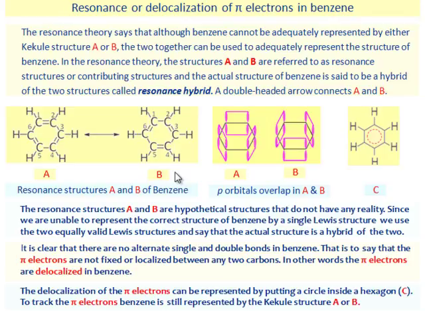It is clear that there are no alternate single and double bonds in benzene. This is to say that the pi electrons are not fixed or localized between any two carbons. In other words, the pi electrons are delocalized in benzene. The delocalization of the pi electrons can be represented by putting a circle inside a hexagon. To track the pi electrons in benzene, it is still represented by the Hückel structures A or B.